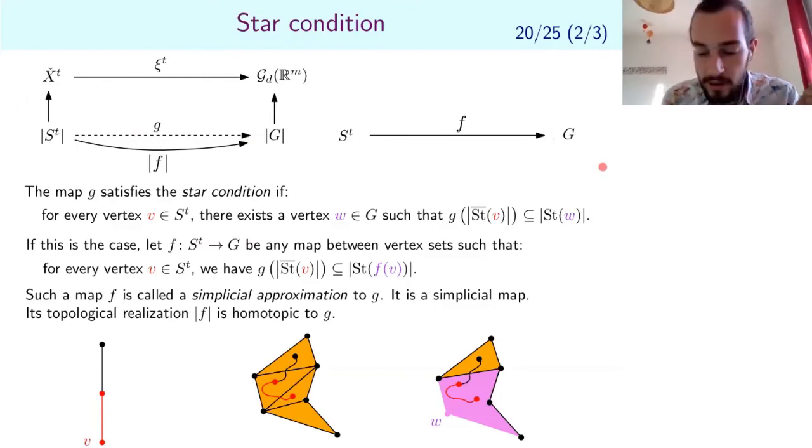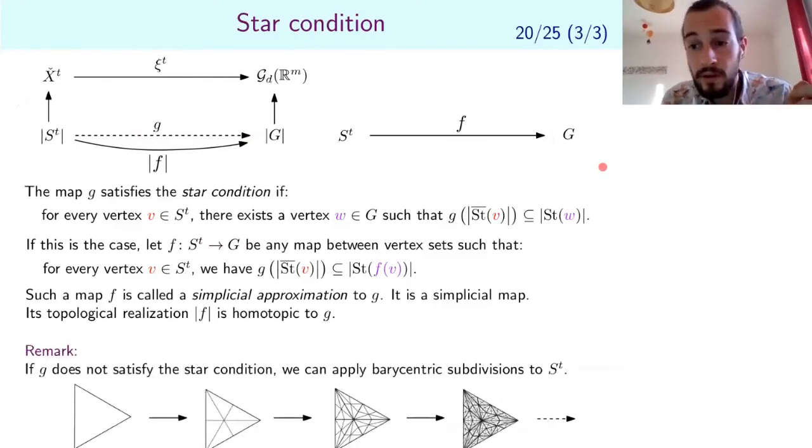A remark: if G does not satisfy the star condition, there always exists a way to ensure that it does. It consists in subdividing the initial simplicial complex. It is called barycentric subdivision. It is a way of refining your simplicial complex. And if you refine it enough, G will satisfy the star condition at some point. And this is something we can do easily in practice.